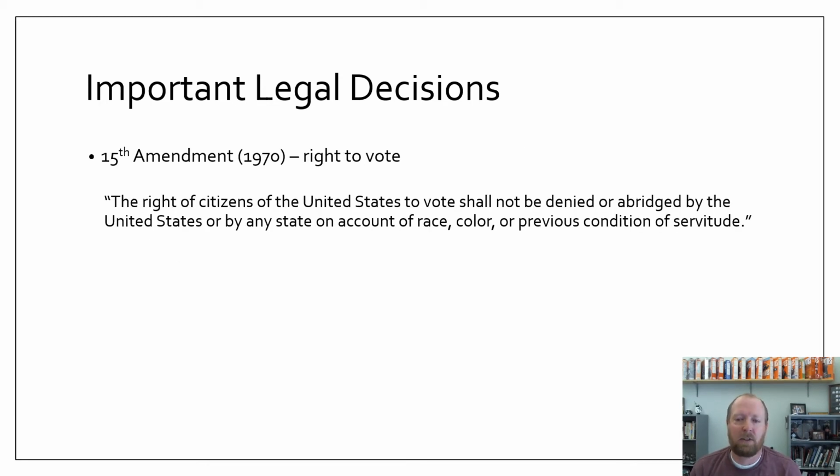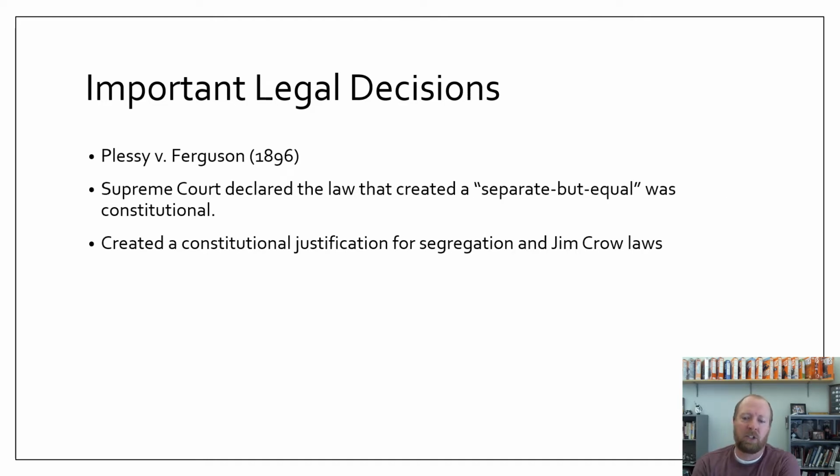The 15th Amendment, this should say 1870, I apologize, in 1870 gave the right to vote to everyone regardless of color, race, or condition of servitude. And then the last important legal decision. So these were all ones that built up the legal rights of blacks in the United States.